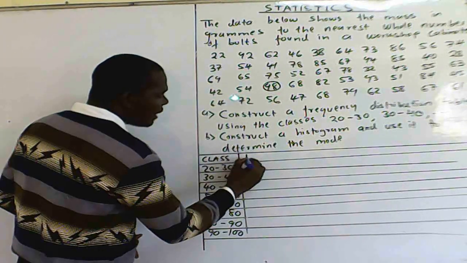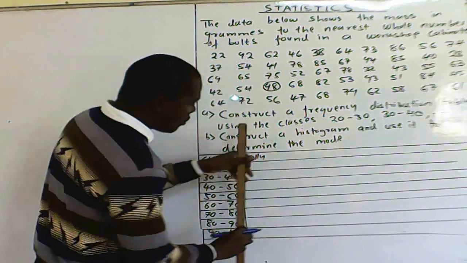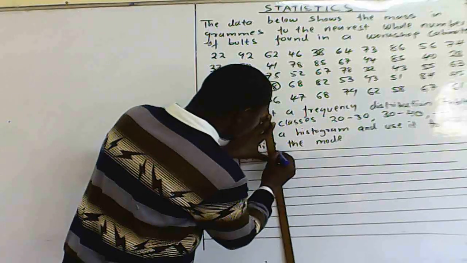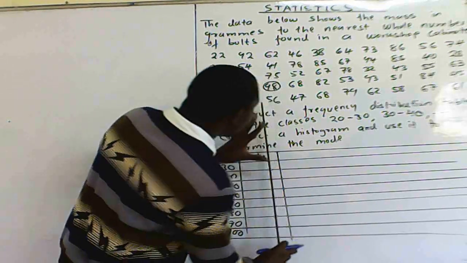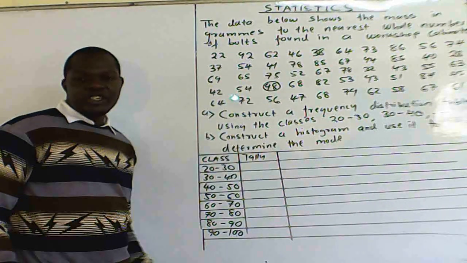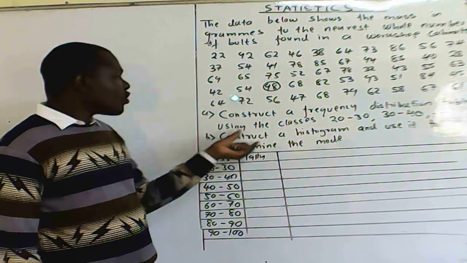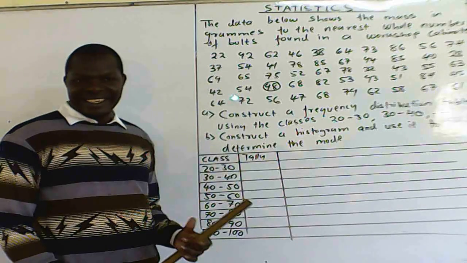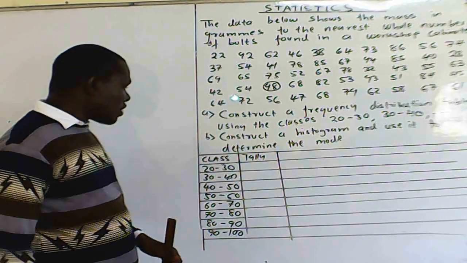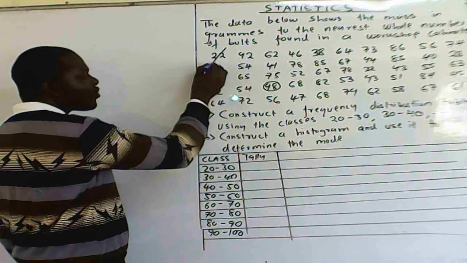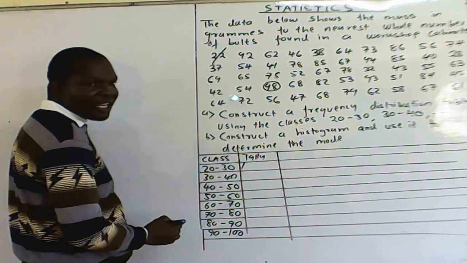So let us start to get the frequencies, because we want to construct this frequency distribution table, which is part A. Then in part B, we are going to construct a histogram from it. Are we together? Yes. So start. 22 is in which class? It's in the first class, isn't it?